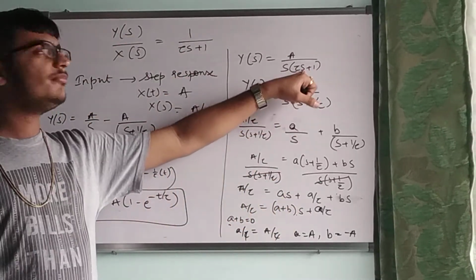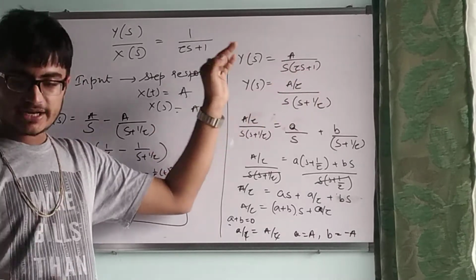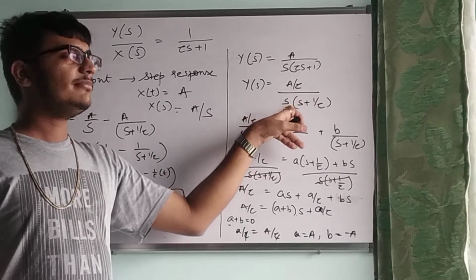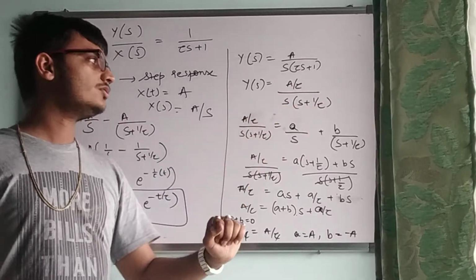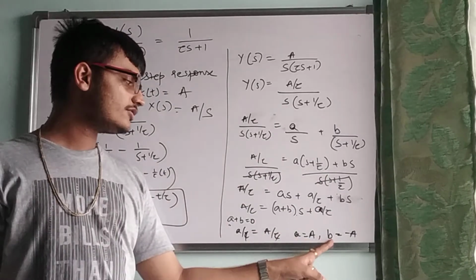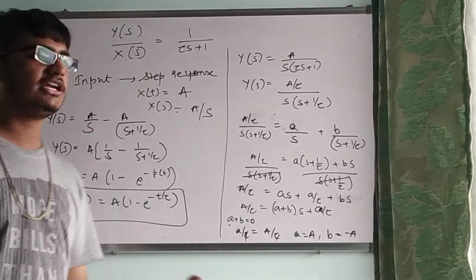Now take tau common in the denominator. So A by tau, I am writing it as the numerator complete part: A by tau divided by s into s plus 1 by tau. Now splitting this into partial fractions, you get small a and small b as capital A and minus A respectively.